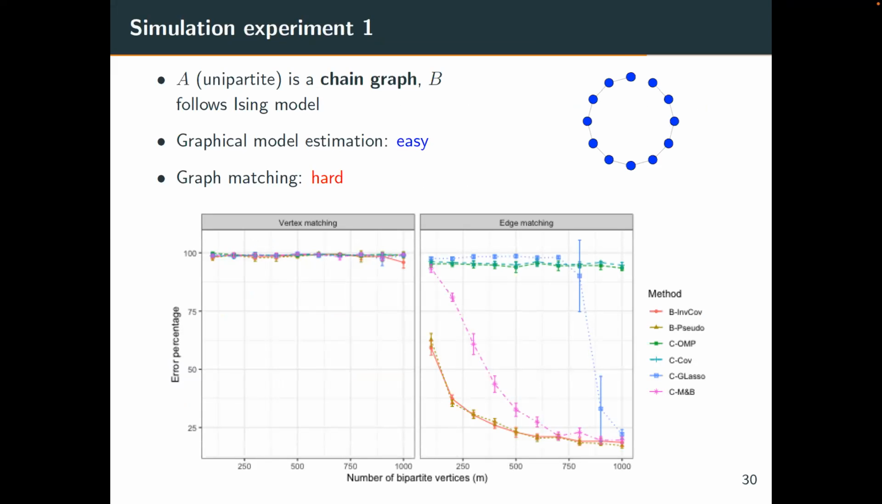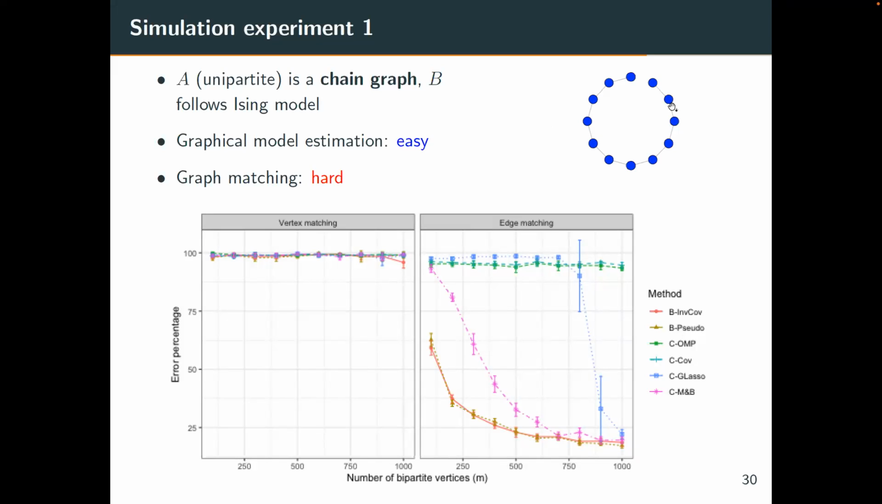Here, I'm simulating data based on a chain graph. This is going to be A, and B is going to be generated from a Gaussian graphical model. In this case, estimating the graphical model is easy. This is a problem well studied in statistics, and there are multiple methods for doing this. It's not that hard because this is just a chain graph, so there are not a lot of dependencies.